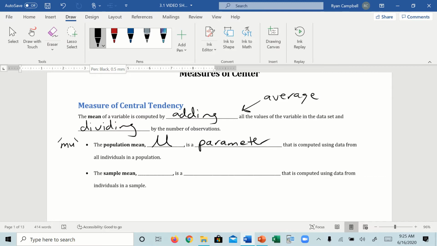Likewise, a sample mean, we're going to write it as x with a bar over it, also known as x bar. So if a population mean is the parameter, what's the sample mean going to be? It will be a statistic. So both are found the exact same way. You just add them up and divide by the total.